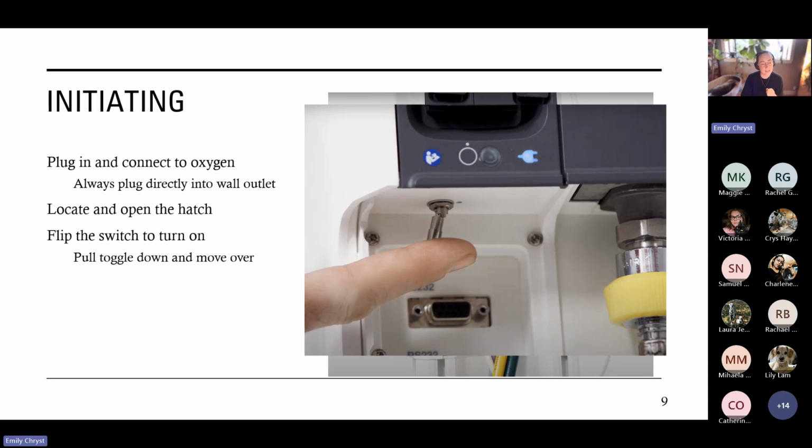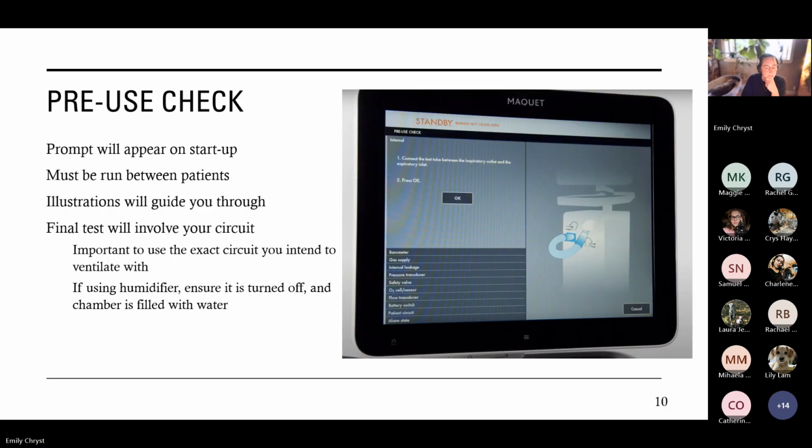You have to pull that toggle down and move it over. You can't just flip it. You have to actually pull it down. And then it's going to ask you to go through a pre-use check.